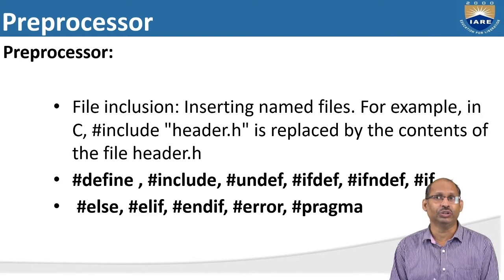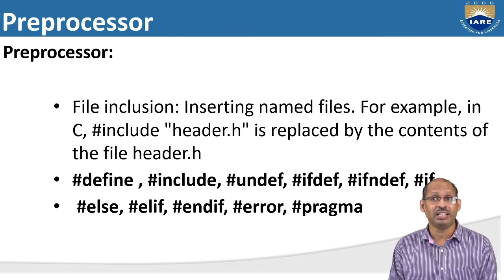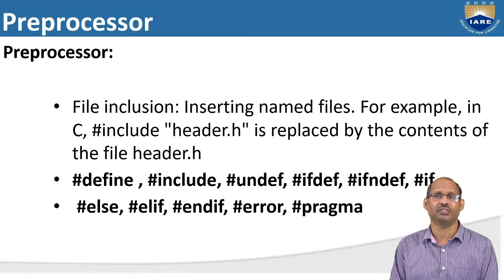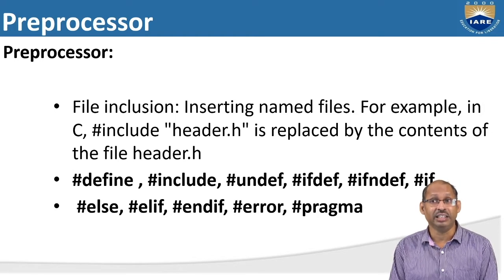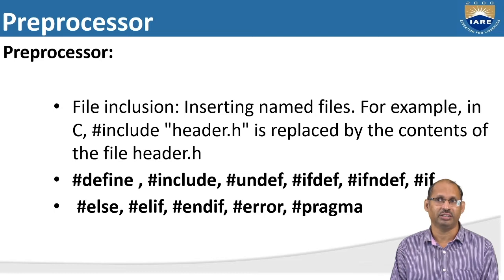So, hash include is also one of the preprocessor statements, right? It replaces that header.h with the contents of the file header.h. So, these are the other different preprocessor statements: define, include, undef, if not defined, if, else, else if, end if, and others, right. These are the different preprocessor commands.